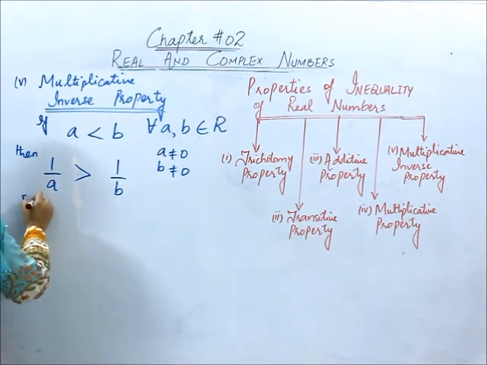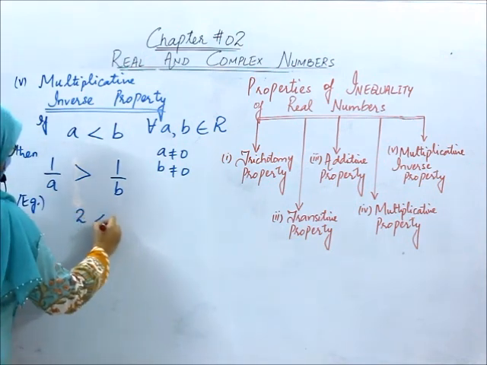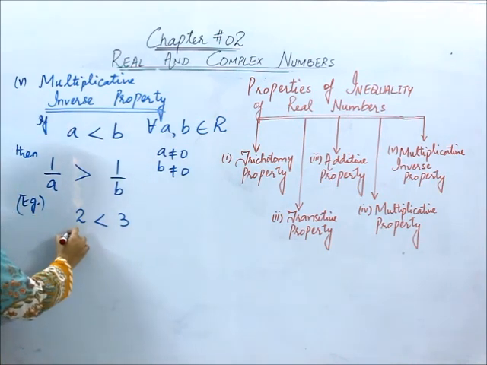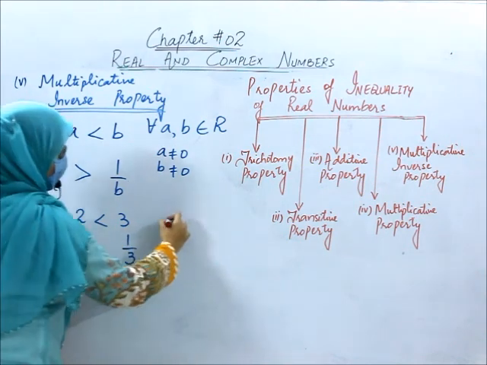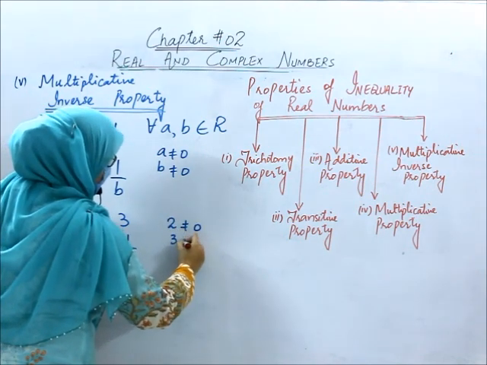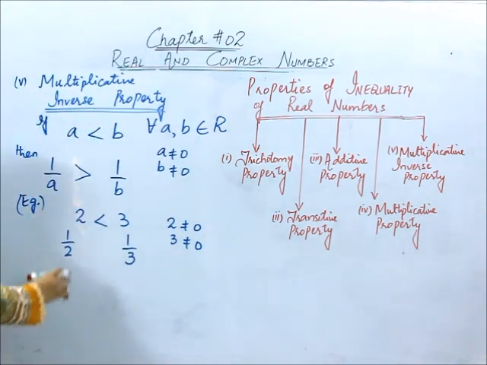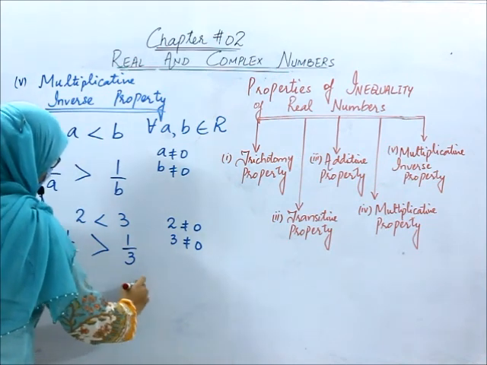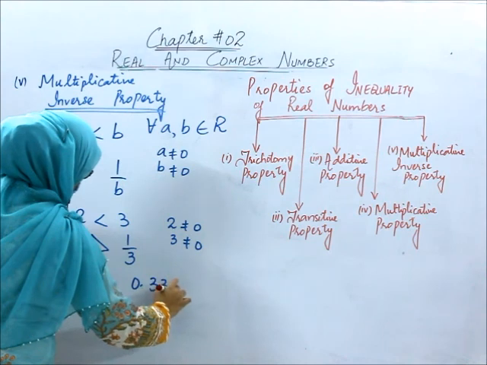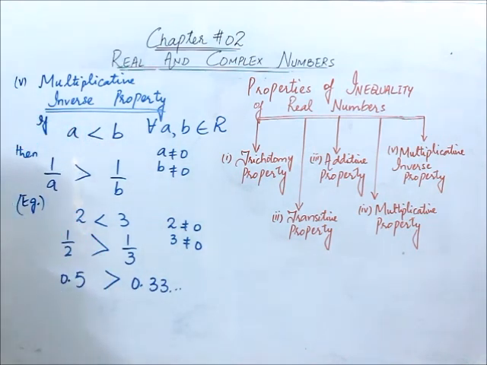Fine. For example, let us take an example. If 2 is less than 3, then what would be the inverse of 2? 1 over 2. What would be the inverse of 3? 1 over 3. 2 and 3 both are non-zero numbers? Yes, they are non-zero numbers. So 2 is less than 3. 1 over 2 would become what? Greater than 1 over 3. You can check your answer. 1 by 2 is 0.5 and 1 by 3 is 0.333, and so on. So 0.5 is greater than 0.33? Yes. So this is the multiplicative inverse property, right?